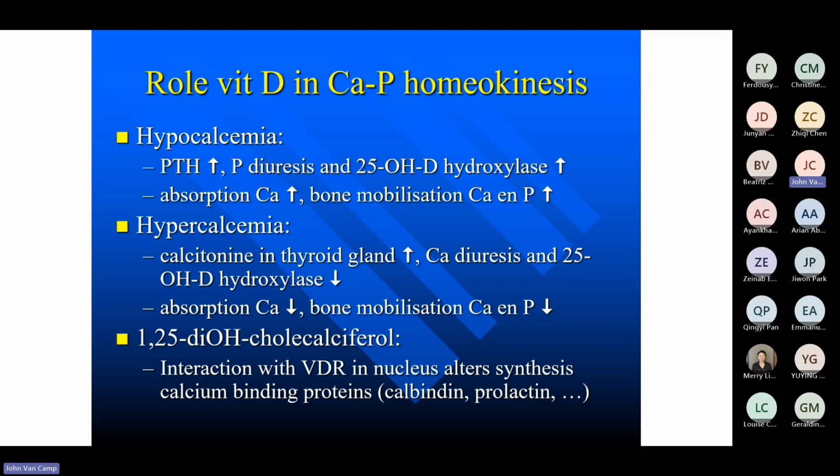So the 1,25-dihydroxycholecalciferol works by acting with the vitamin D receptor. This is happening in the nucleus. As a result of that, there is a synthesis of the calcium binding proteins. Calbindin is the calcium binding protein in the small intestine, and prolactin is a vitamin D interacting protein that mainly interacts with breastfeeding.